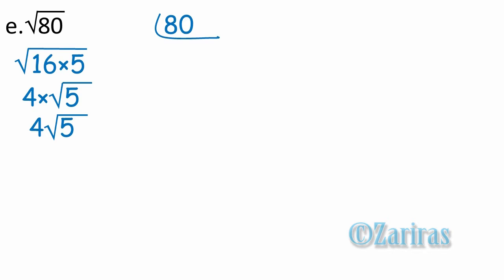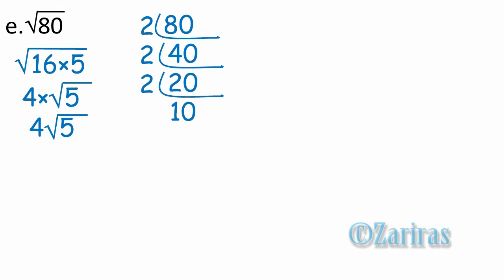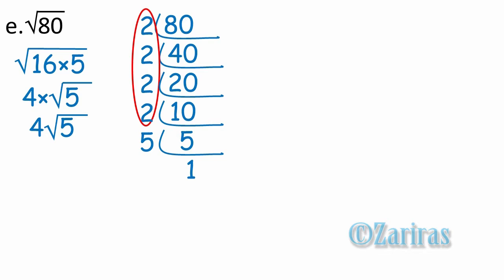80 divided by 2 is 40. 40 divided by 2 is 20. 20 divided by 2 is 10. 10 divided by 2 is 5. 5 divided by 5 is 1. So here we have 4 2's and we could take 2 2's to one side, that is 2 into 2 is 4. 2 to the power 4 is 16. 16 is the square number. Square root of that 16 is 4. Yes, we divide them evenly.